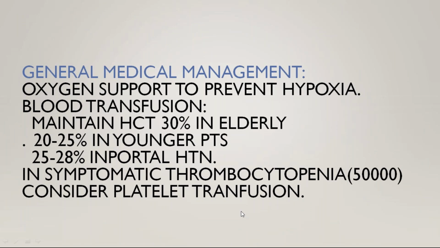So general medical management. So oxygen support and blood transfusion. Maintain hematocrit 30% in elderly patients, 20 to 25% in young patients, and 25 to 28% in portal hypertension patients. So for better monitoring of the patient, hematocrit values are very important. In symptomatic thrombocytopenia, that means less than 50,000, consider platelet transfusion.